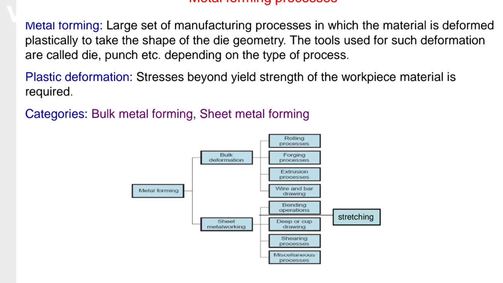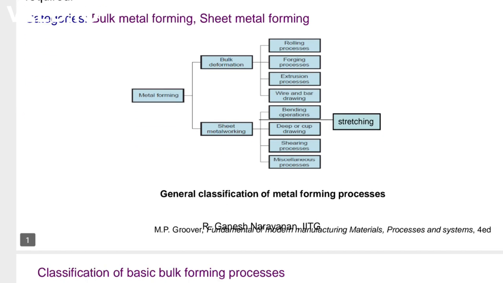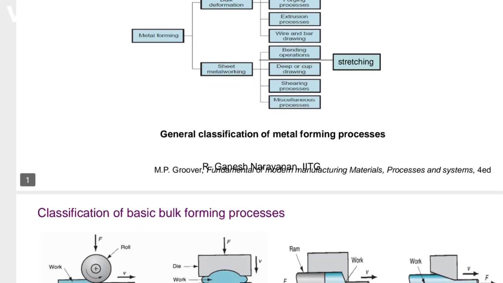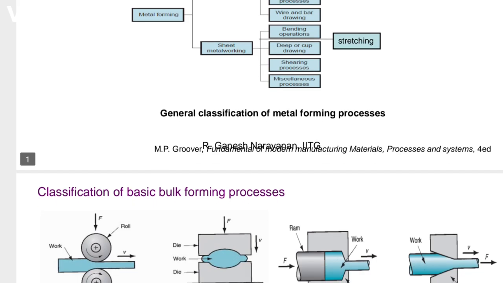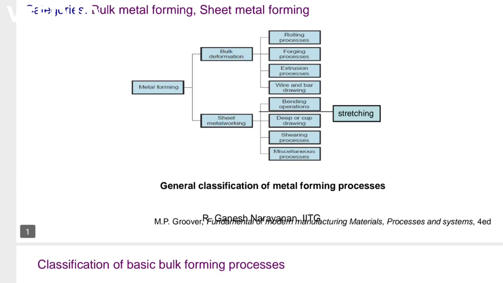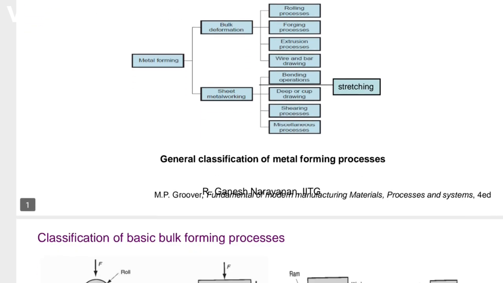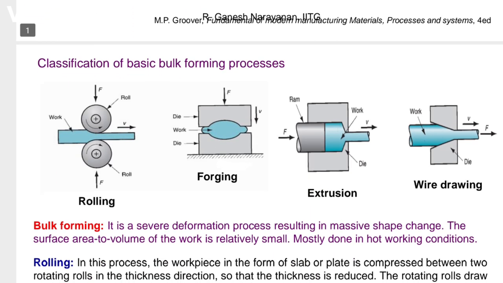These miscellaneous processes are again divided, such as stretching. The general classification of metal forming processes is seen in the diagram of the PPT. Classification of basic bulk forming processes.